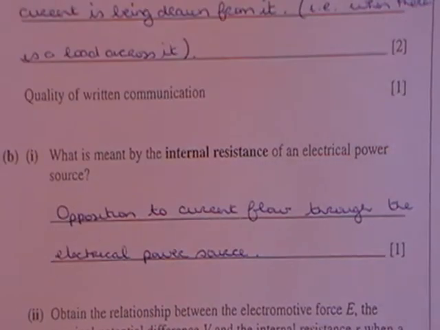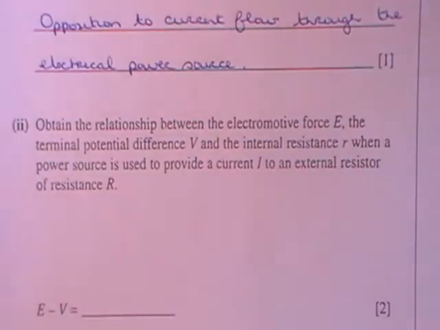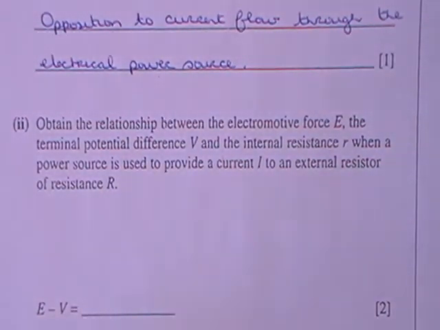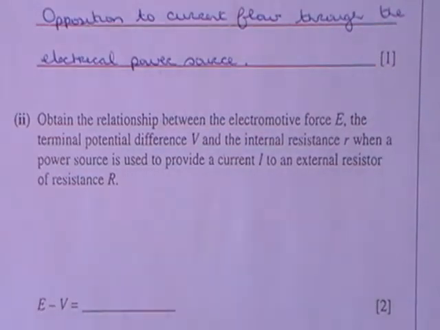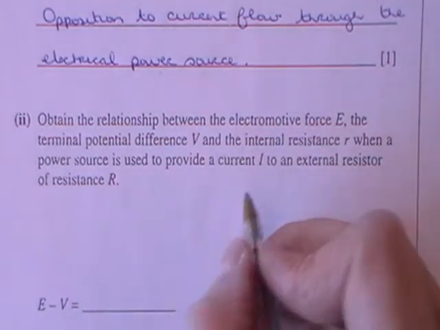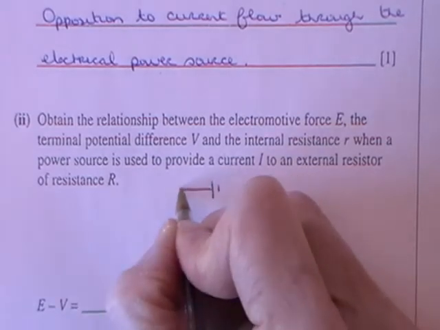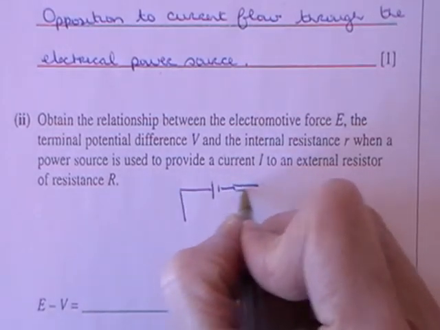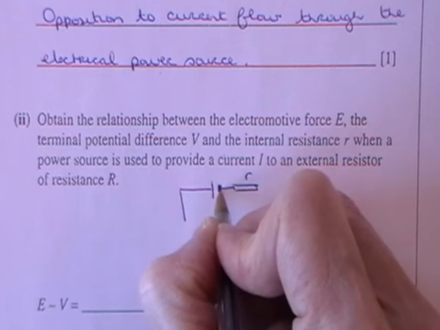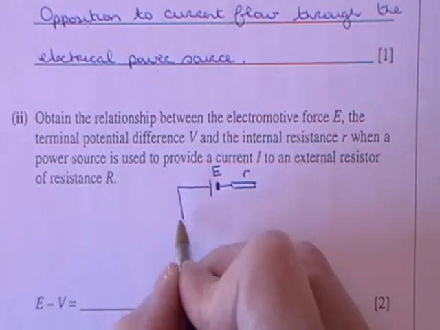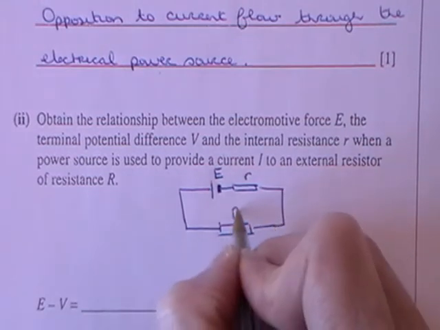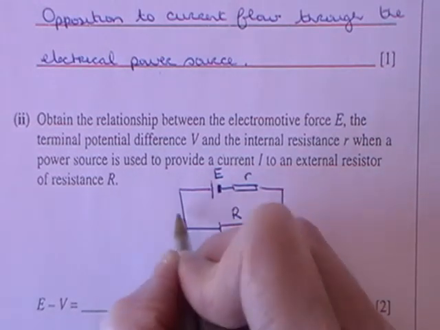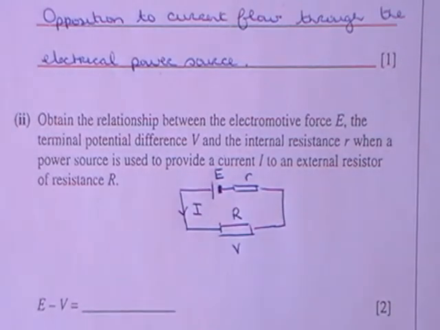Okay, part 2. Obtain the relationship between the EMF, the terminal PD, and the internal resistance r when a power source is used to provide a current I to an external resistor of resistance R. So I'm just going to draw a small circuit. I'm going to put the internal resistance r beside the EMF, and I'm going to put a resistor here, and I'm going to write V, and I'm going to put a current I as well.